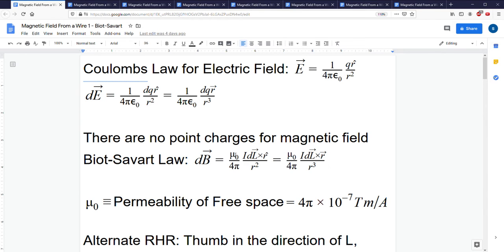So mu naught is the permeability of free space, I is the current, dl is the small differential piece of wire, similar to the dl from the force on the wire of last week, and r is the vector going from that particular point on the wire to the point in space that we are finding the magnetic field of.